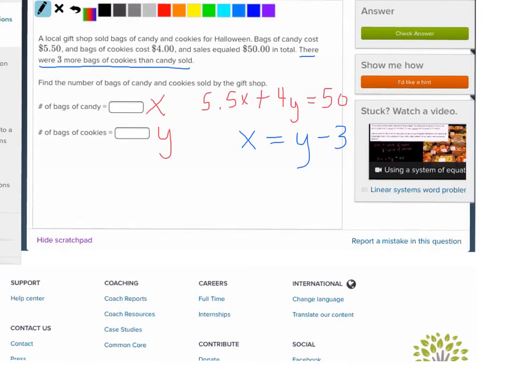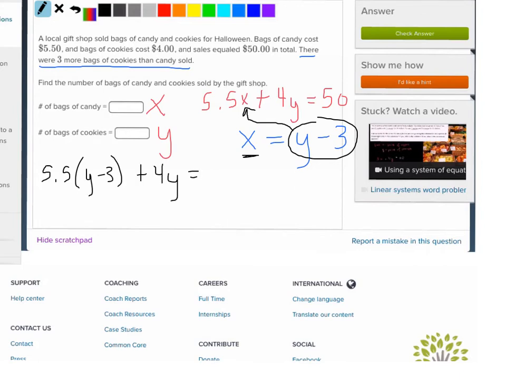Alright, so what we're going to do is we're going to take y minus 3 and we're going to substitute it in for x into the other equation, right? Because we're saying right here x equals y minus 3. So since that's what x is, I can plug it in for x. So I've got 5.5 times y minus 3 plus 4y equals 50. And now I need to distribute 5.5. And so 5.5 times y is 5.5y minus 5.5 times 3 is what? 16.5. Good. Plus 4y equals 50.